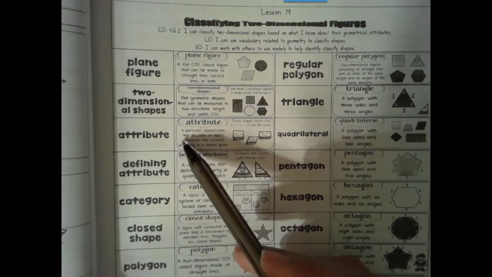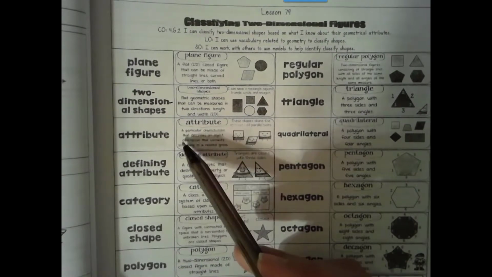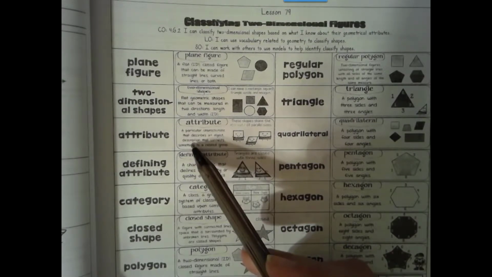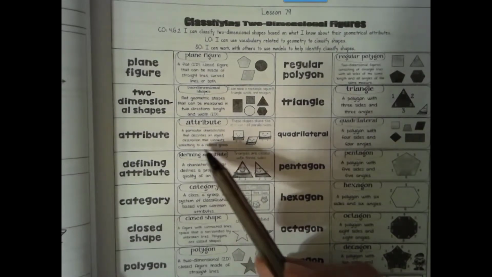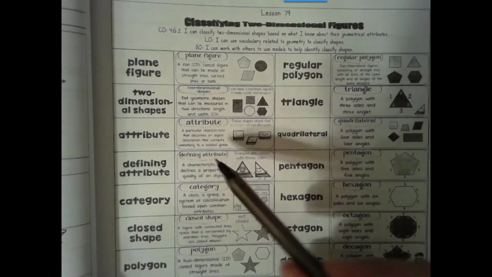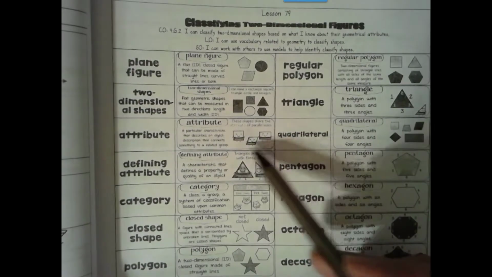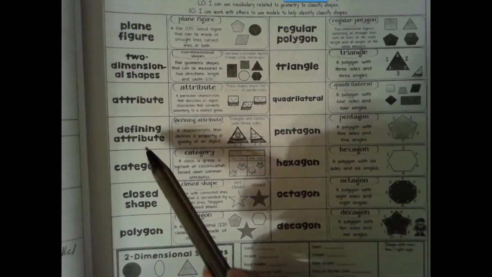Attribute. An attribute is a particular characteristic that describes an object. Description that connects something to a related group. So all these shapes here have parallel sides. So that's an attribute they all share.